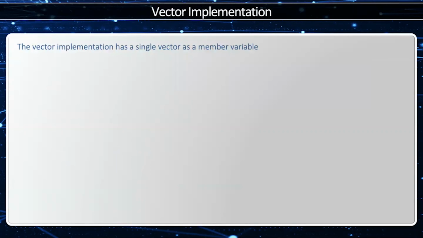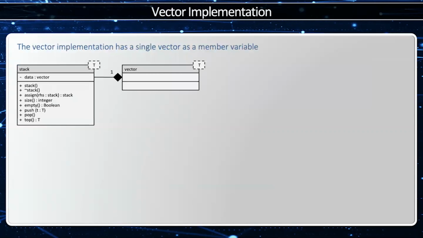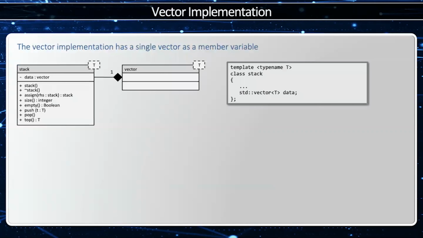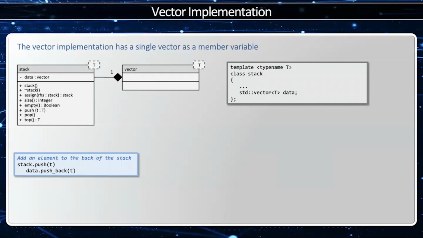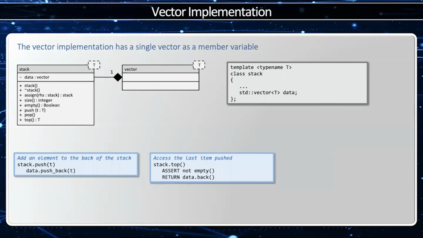The vector implementation will look much like the list. We'll have a single member variable called std::vector of T, and it's going to have a single template variable called T. The pseudocode for push is going to call vector's push_back. The pseudocode for top is going to call vector's back, and the pseudocode for pop is going to call vector's pop_back. Notice those are exactly the same methods we used for list.